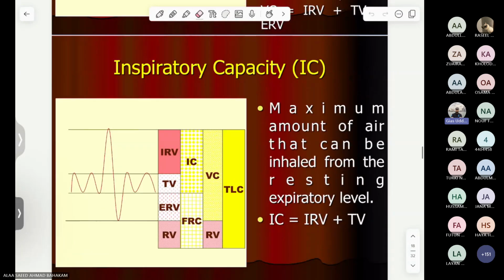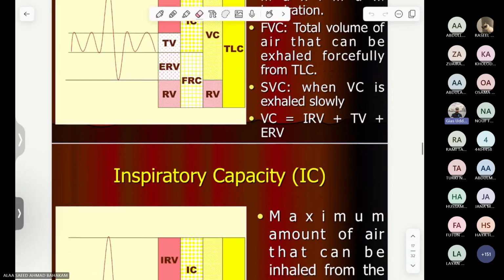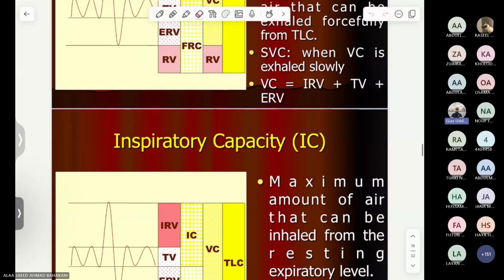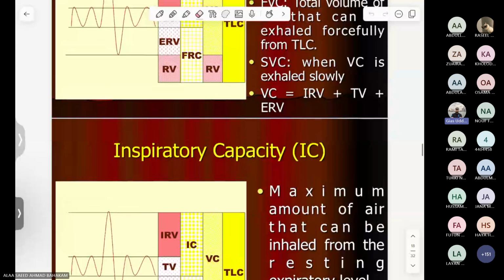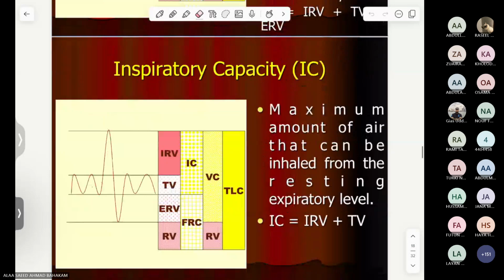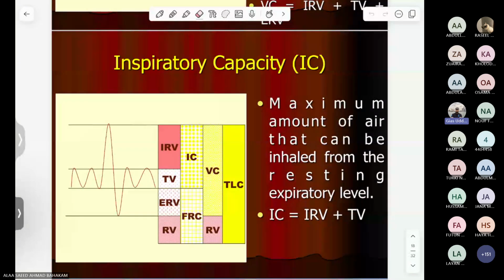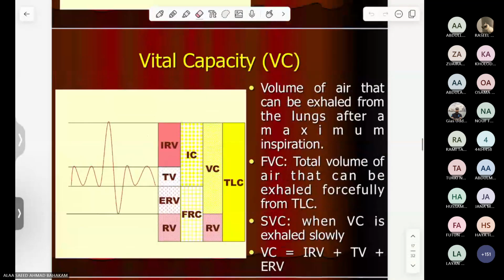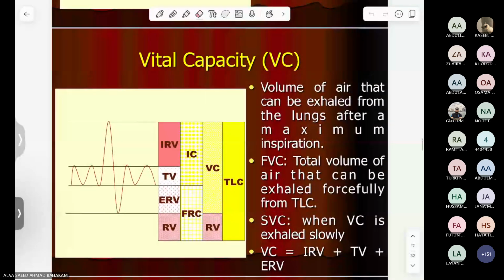This vital capacity is very important because our spirometry is based on it. Is there any question about the vital capacity? How many types of vital capacity do we know? Two types. One is forced vital capacity, the other is slow vital capacity.